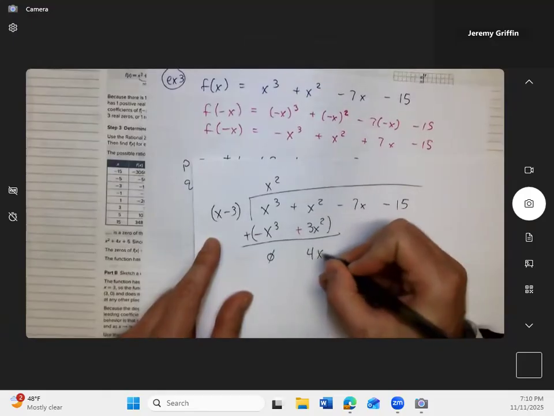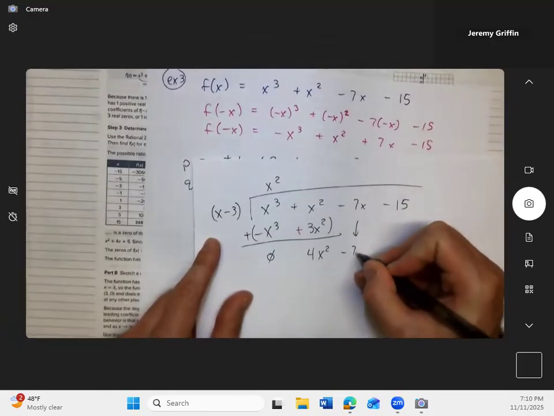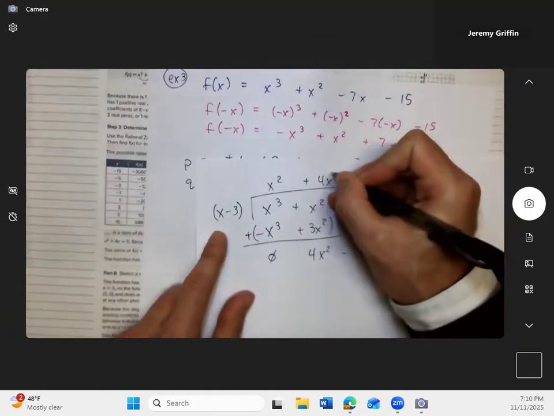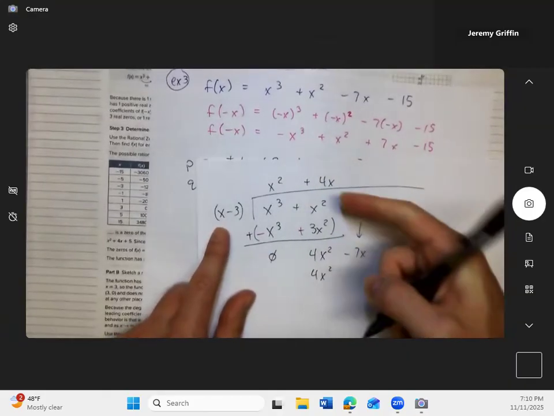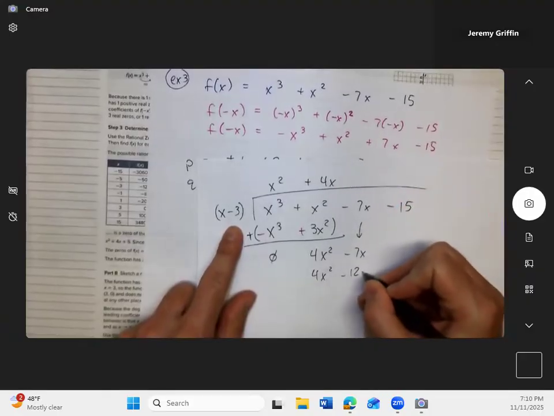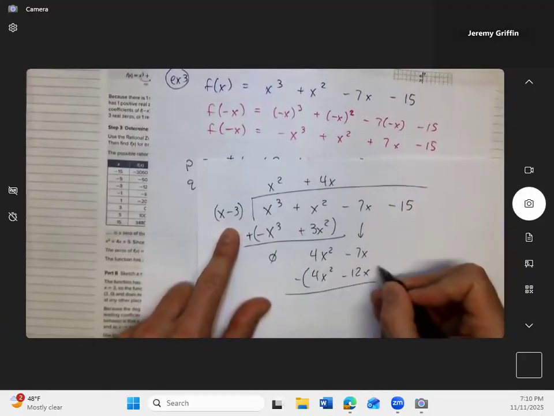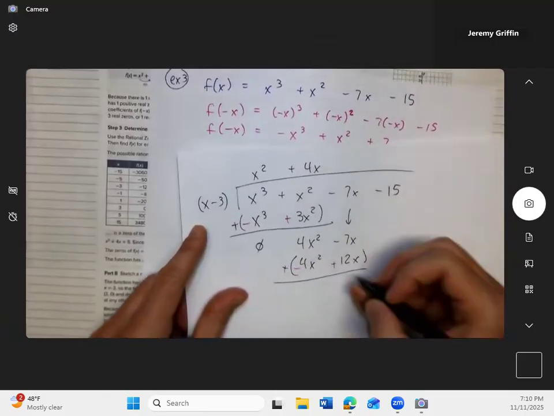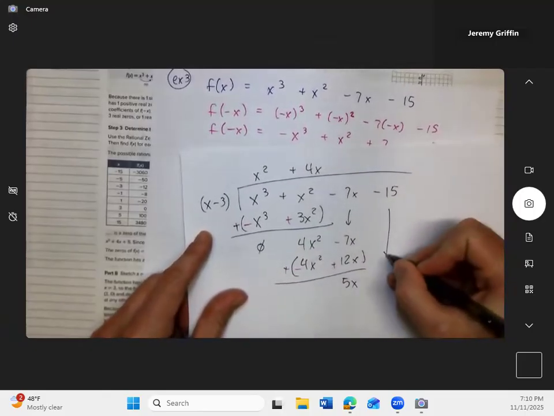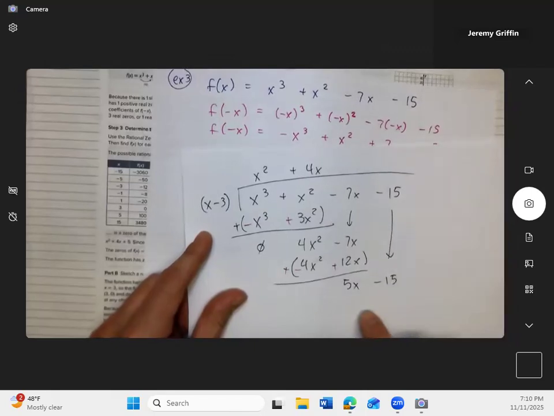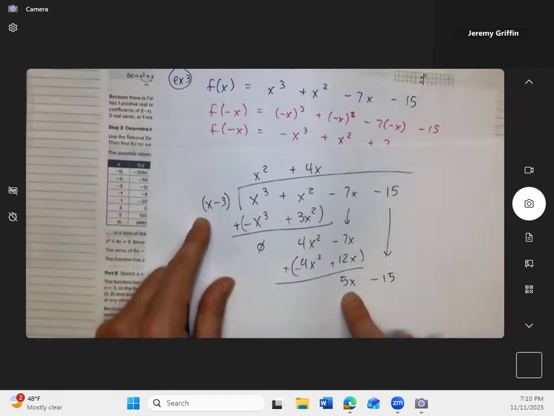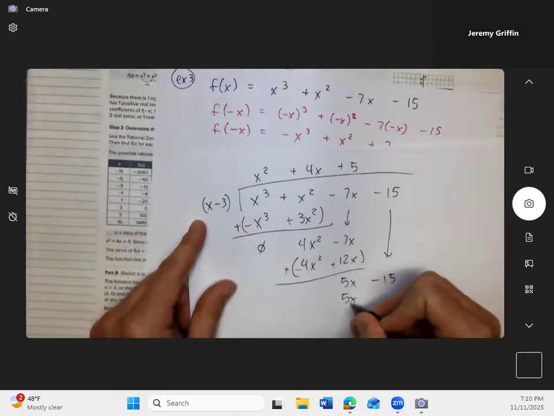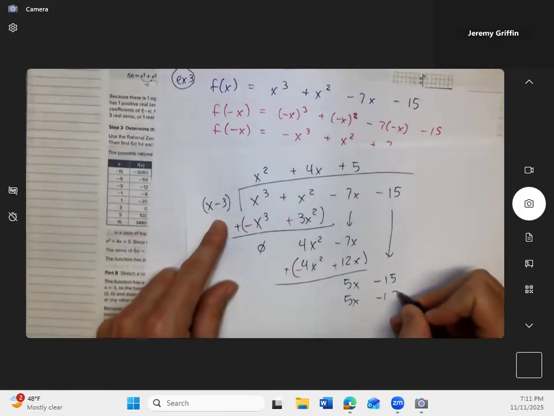All right, 4x squared, then drop down -7x. Now x goes into 4x squared, 4x times x is 4x squared, 4x times -3 is -12x. Okay, subtract this off. So plus minus plus. That gives me 5x. Drop down -15. Oh, okay. x goes into 5x 5 times. So 5x, and then 5 times -3 is -15.